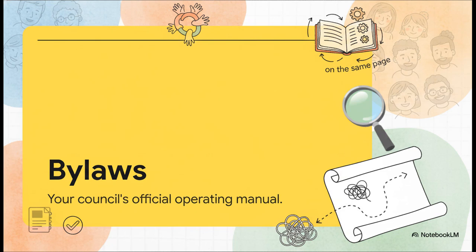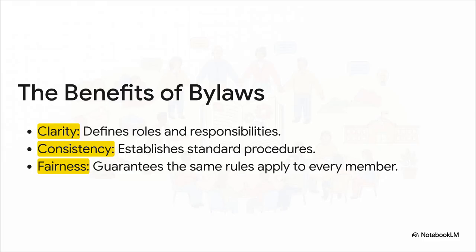So, what's the tool that gets us from that chaos to clarity? It's a set of bylaws. The best way to think of them is as your council's official operating manual. And listen, they are not meant to be restrictive red tape. Not at all. They're a shared rulebook that makes sure everyone is on the same page, working from the very same plan. And this slide just perfectly illustrates why they are so crucial.